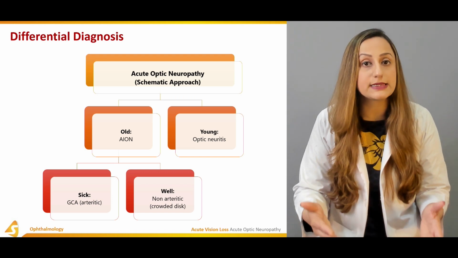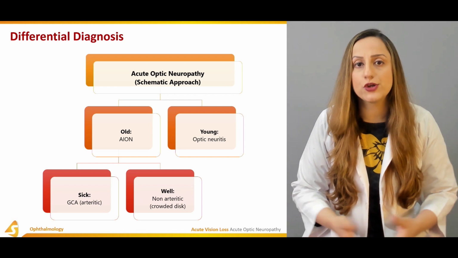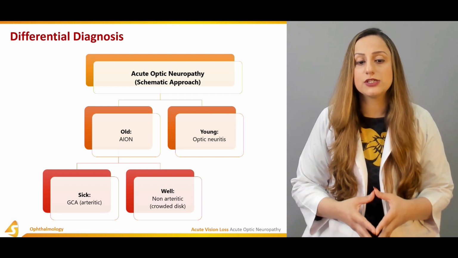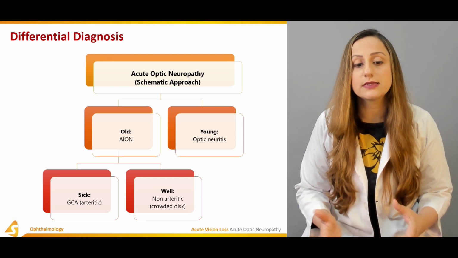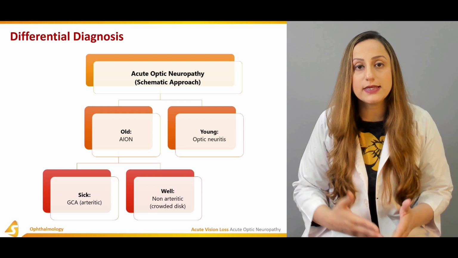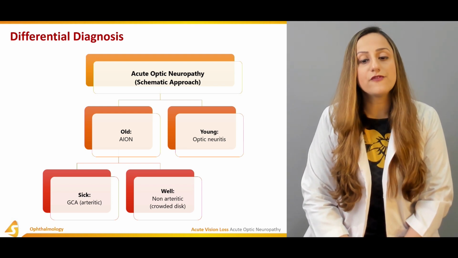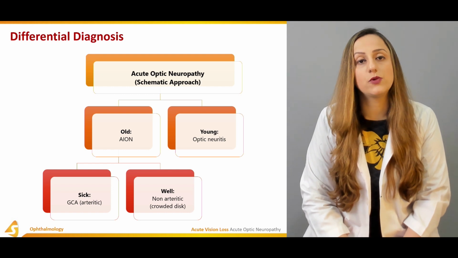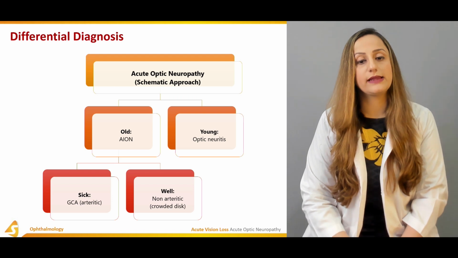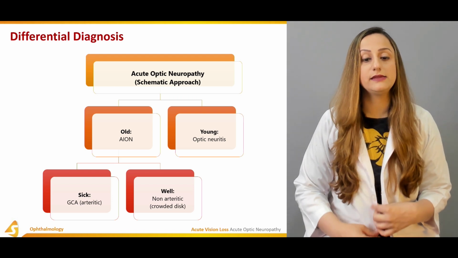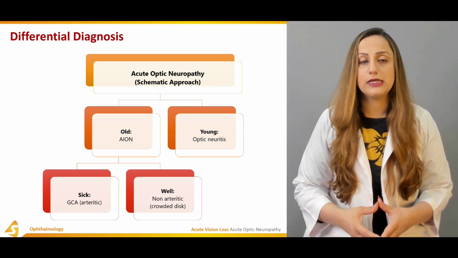He may be a well-established or well-diagnosed person suffering from some sort of an autoimmune disease, and that can lead to GCA, that is basically giant cell arteritis. So this is basically an arteritic kind of optic neuropathy in that particular patient. And then we have the non-arteritic kind, where we see the crowded disc. And that is again going to point towards the fact that this is a non-arteritic kind of optic neuropathy in an old patient.